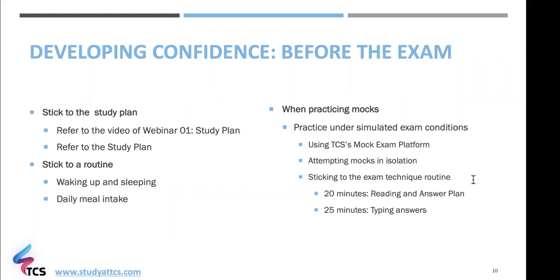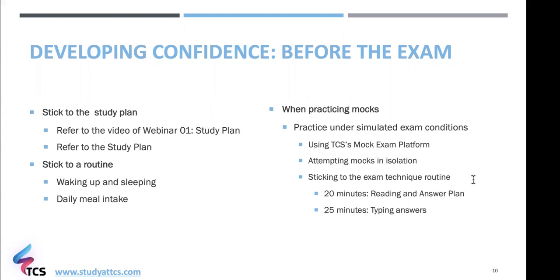And stick to the exam technique routine whenever you are attempting mock exams. When attempting mock exams, do not try to come up with your own exam technique. Instead, keep practicing the exam technique which we have highlighted as part of the second webinar. If you do that, when attempting the first 2 mocks, you will figure out that you run out of time, your answer structures are not up to standard, you are struggling to understand the requirement, you are struggling to apply theory, you are struggling to come up with an answer which is aligned with the information which appears within the scenario. So all these shortcomings will be there.